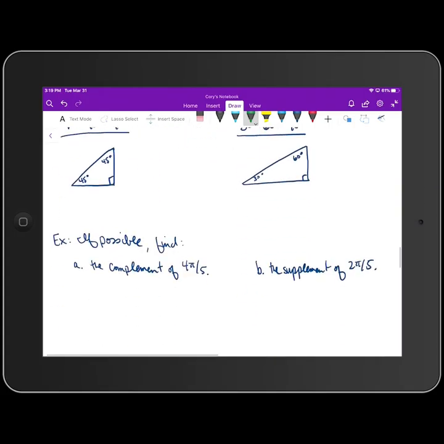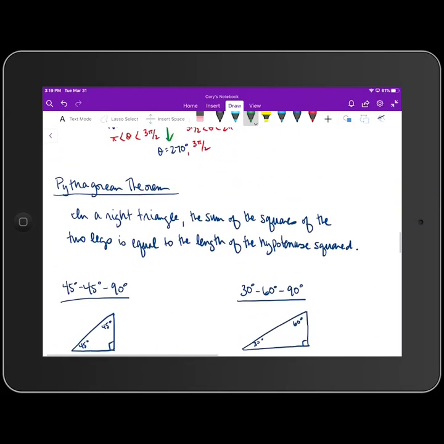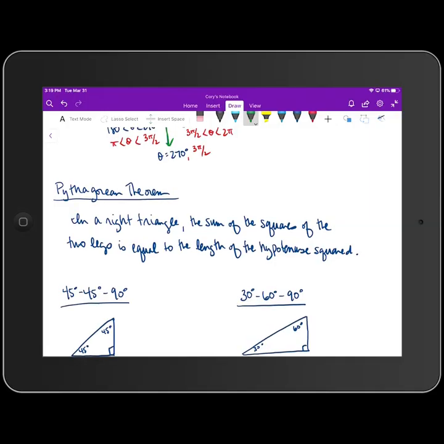Okay, so 2 more things for us to go over. Number 1 being the Pythagorean Theorem. So I'm not going to spend time going over this. You guys have seen this a ton going through your math classes. So it says in a right triangle, the sum of the squares of the 2 legs is equal to the length of the hypotenuse squared.